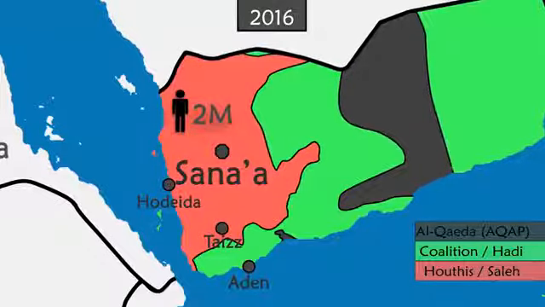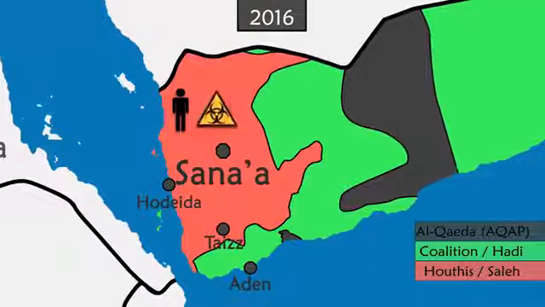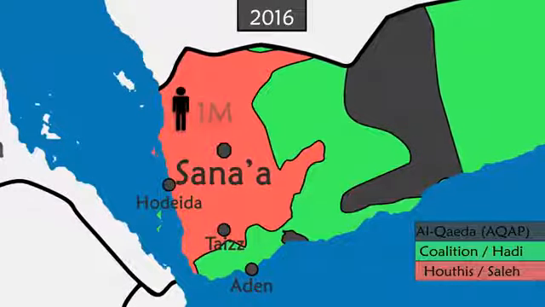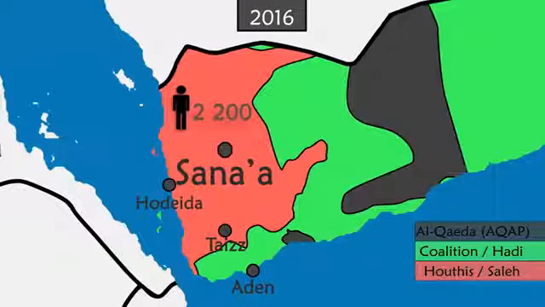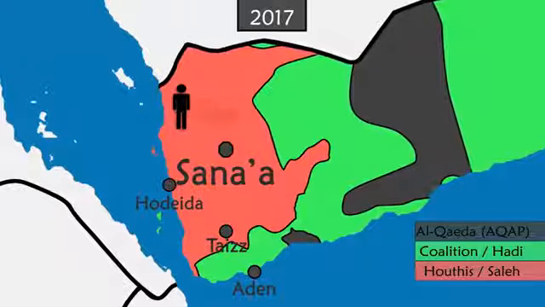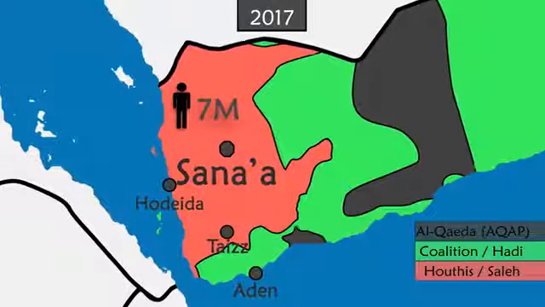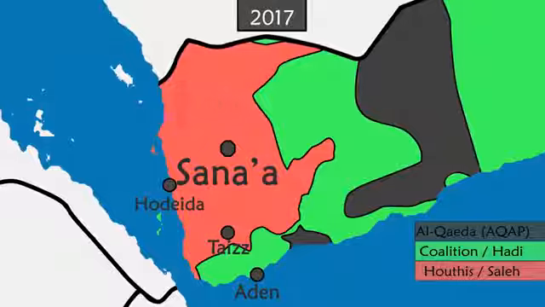At the end of 2016 begins a cholera epidemic that infects up to 1 million people and leaves more than 2,200 dead. The UN estimated that 7 million Yemenis, or a quarter of the country, were close to starvation.